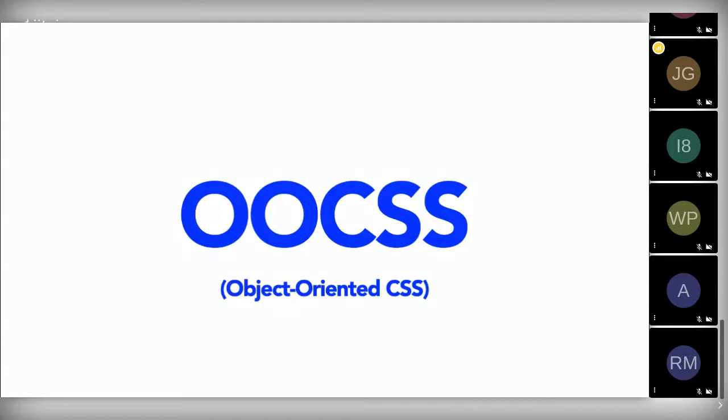So bear in mind that when we're looking at these things such as atomic CSS, object-oriented CSS, and so on, these are methodologies, so they're not frameworks. There is a clear distinction between them, at least in technical terms when we're looking at programming and things like that. We won't really go into that too much now, though. Okay, so the next methodology is object-oriented CSS.